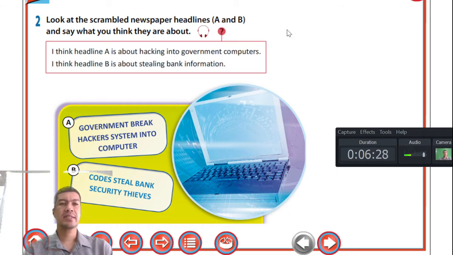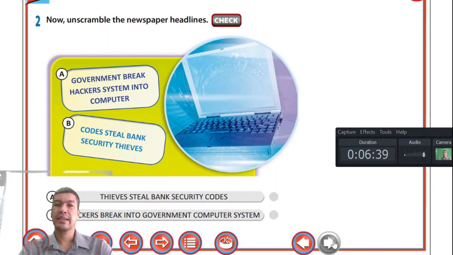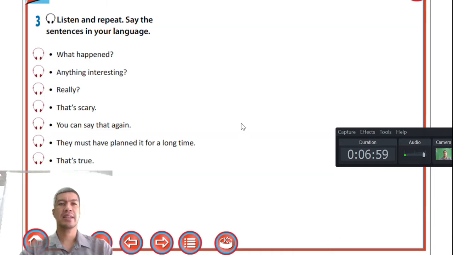And there's the answers. A is hacking into government computers. And then B is about stealing bank information. All right, let's move on to our next slide. Okay. Thieves steal bank security codes and hackers break into government computer systems. If we unscramble the words, that is what we are left with. All right, moving on to our next slide.